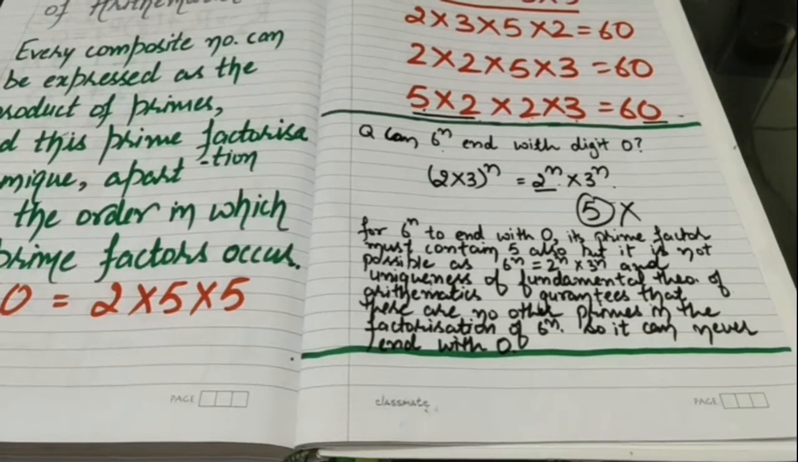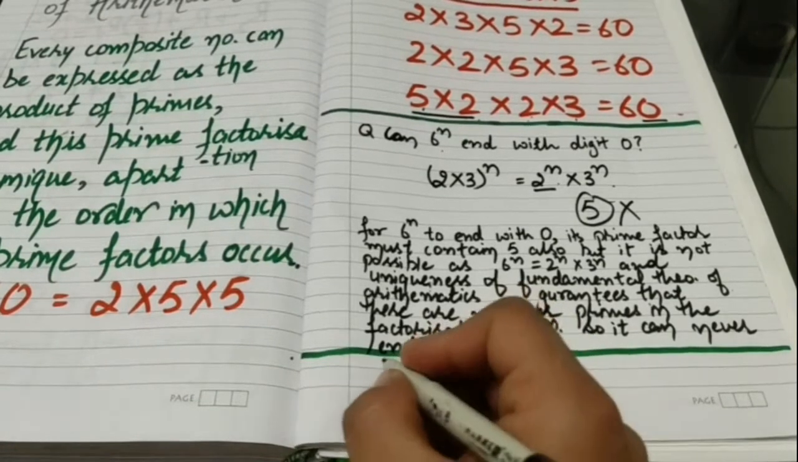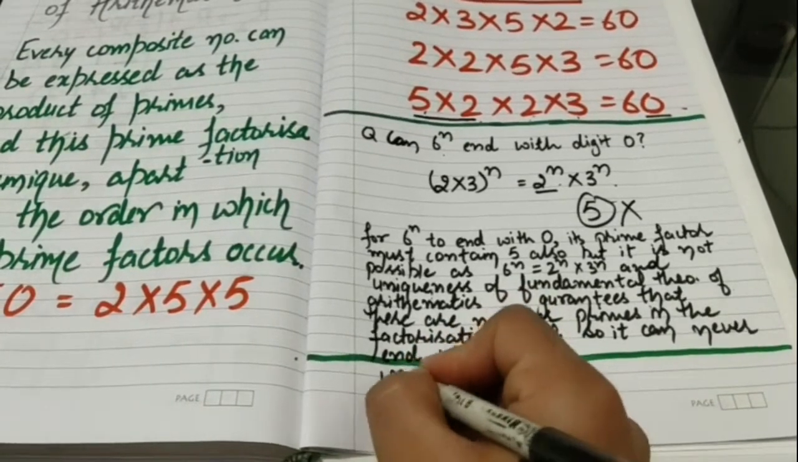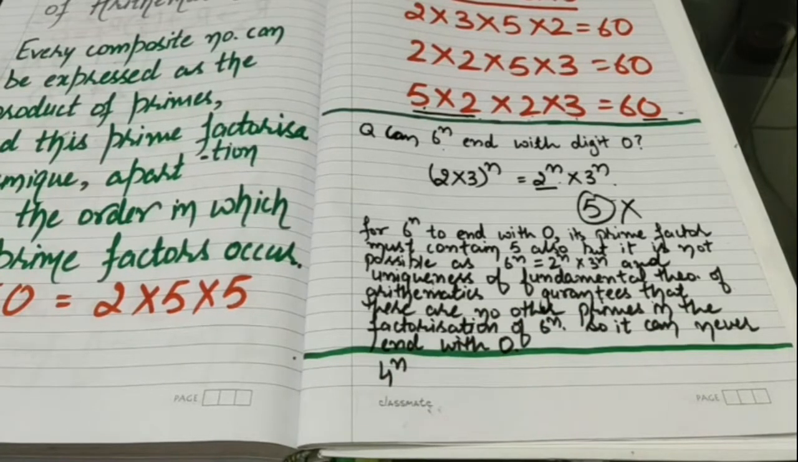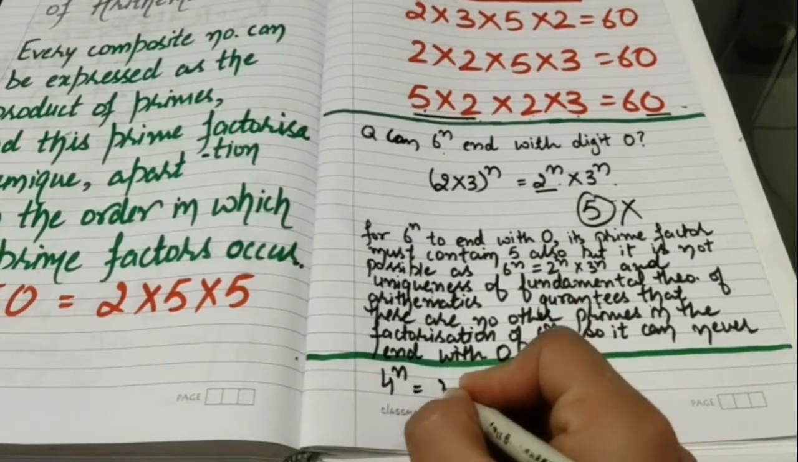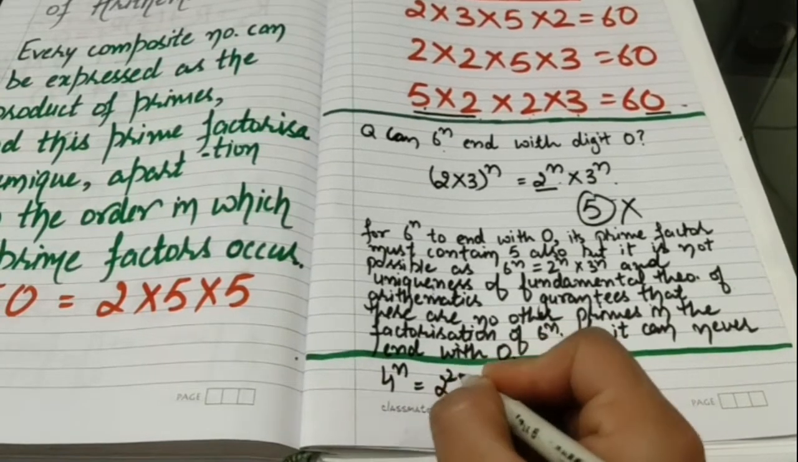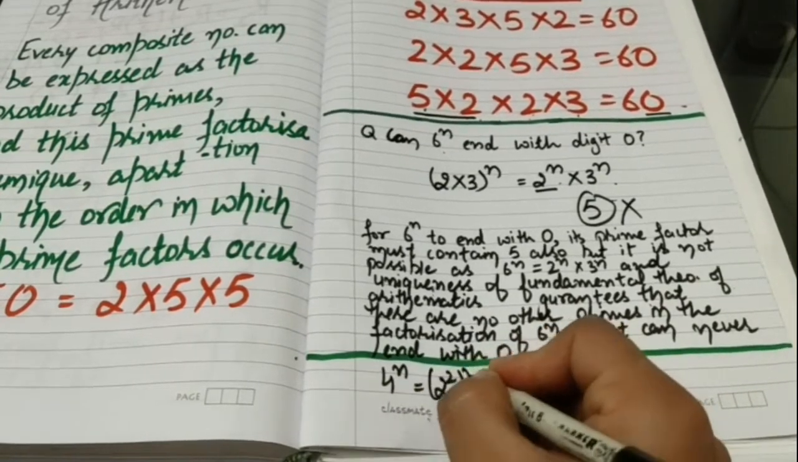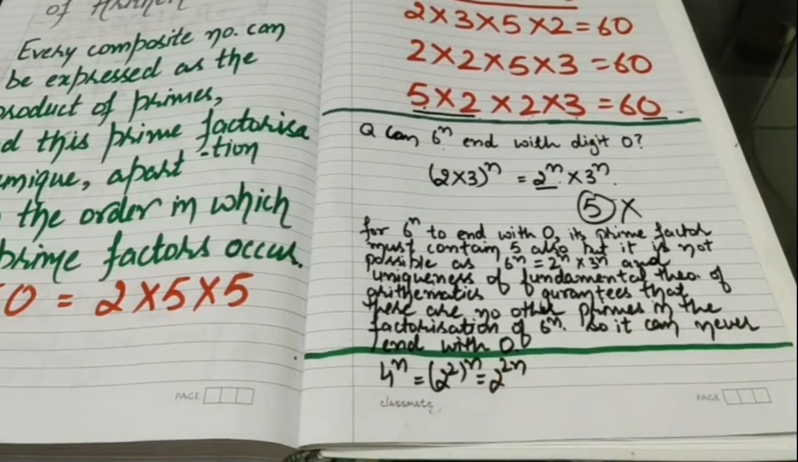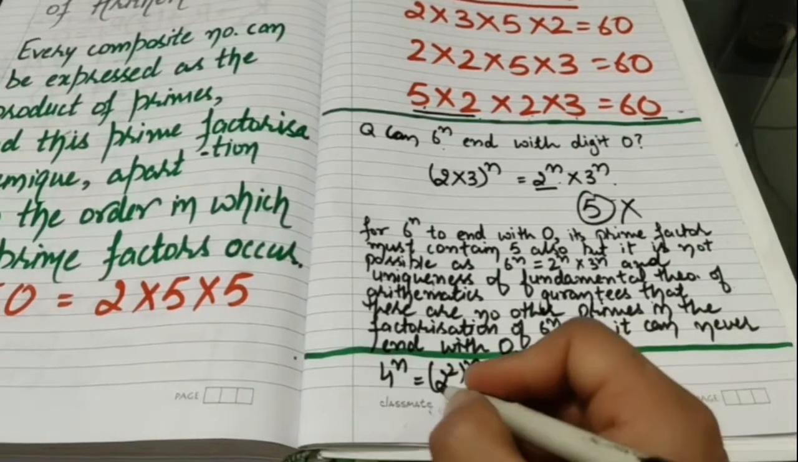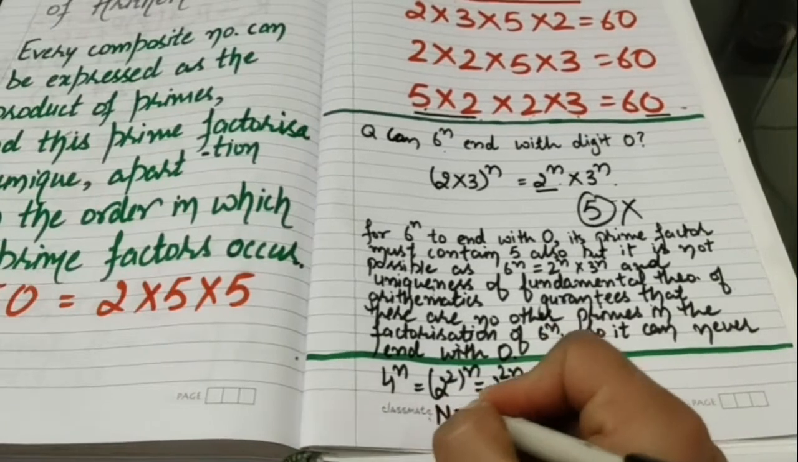If we have the question, can 4 power n end with the digit 0, where n is any natural number? Again, we will go for the prime factorization of 4, and that will be 2 power 2 the whole power n, that is 2 power 2n. Again, it does not contain 5, so we will write the same things and say no, it can't end with the digit 0.